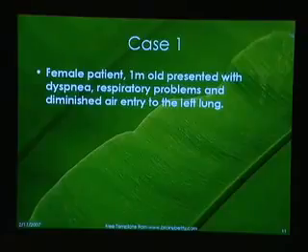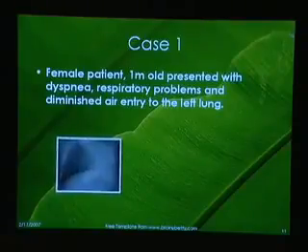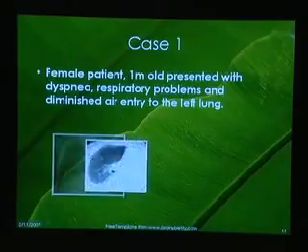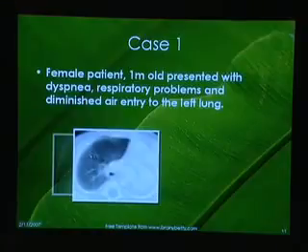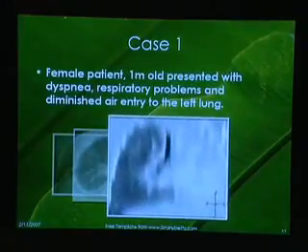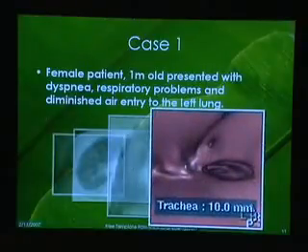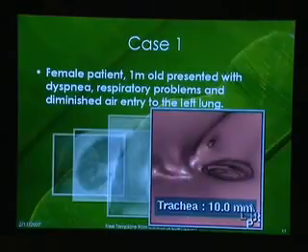We have a female patient, 1 month old, with dyspnea and chest problem, diminished airway. We have here the opaque left hemithorax, and this is the corresponding CT. This is the coronal image showing something in the left main bronchus, and this is the virtual endoscopy showing the foreign body in the opening to the left main bronchus.